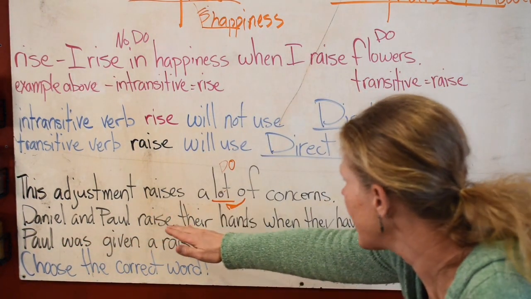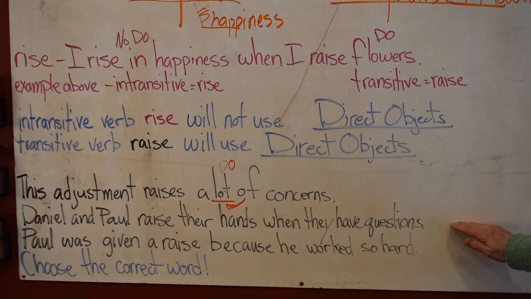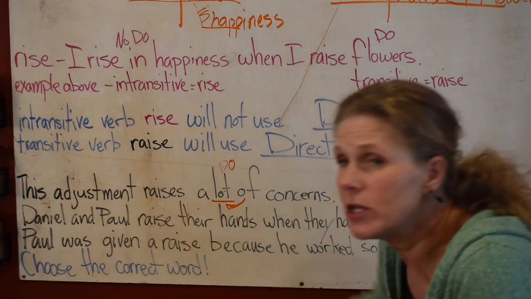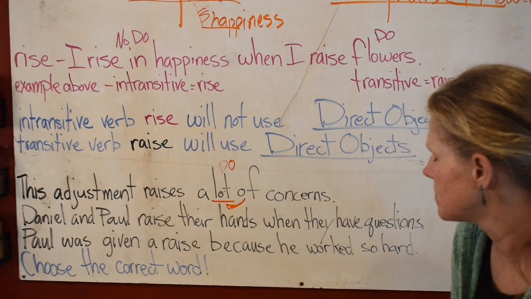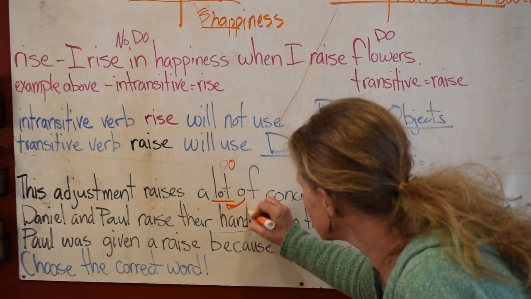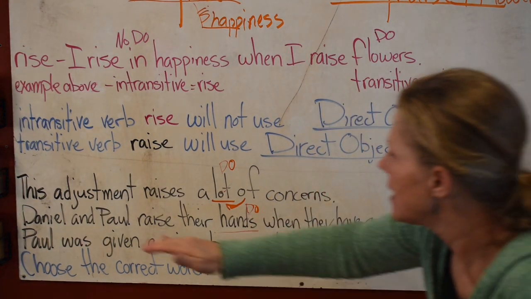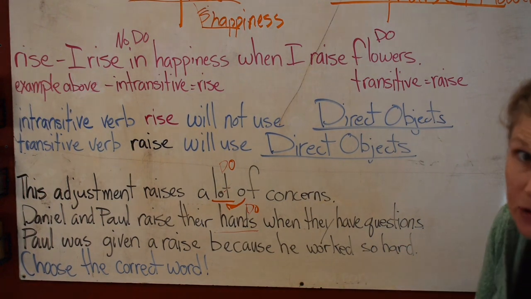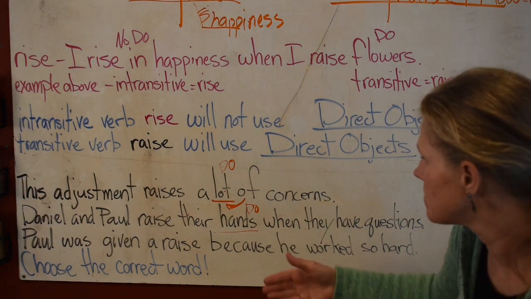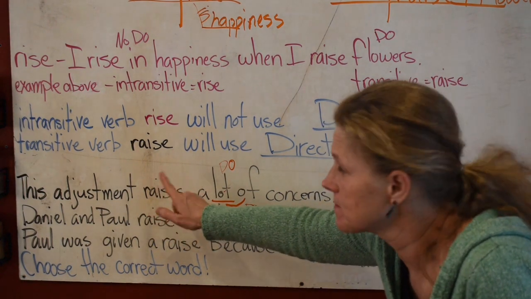Daniel and Paul raise their hands when they have questions. How do we know that we are using the correct raise right here, or rise? Because there's a direct object right here. So see how we can say this. Daniel and Paul raise their hands when they have questions. That sounds goofy. You can hear that one. You can't hear it in this one very much.